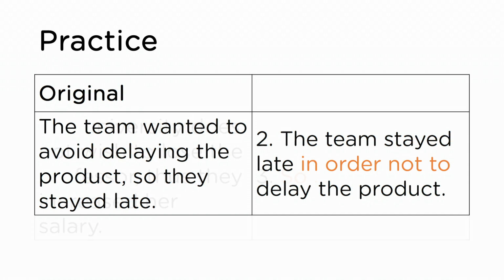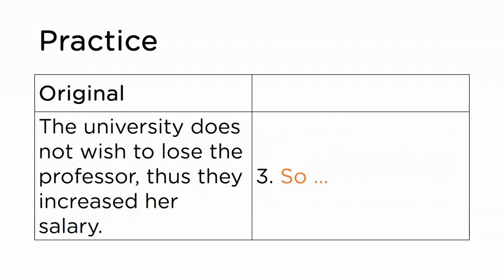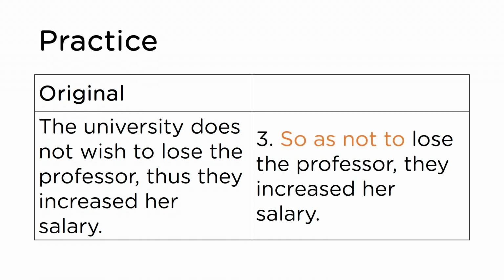Okay, how about our last practice? I'm giving you a little bit more freedom here. So we have, the university does not wish to lose the professor, thus they increased her salary. Remember they're trying to avoid something. They want to avoid losing this professor. So we want to start with so as not to lose the professor, they increased her salary. And again, you could use in order not to. So here's a great example of using this conjunction at the beginning of the sentence, but remember, you can also use it after a clause.